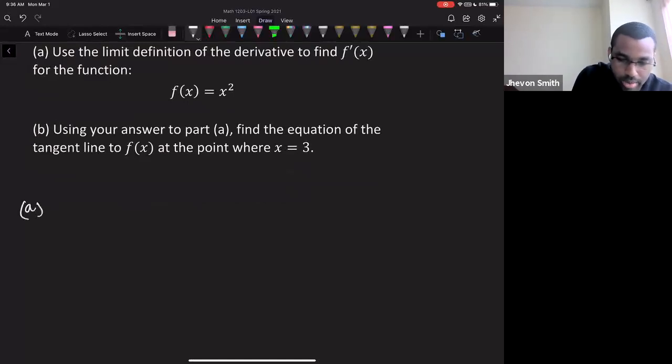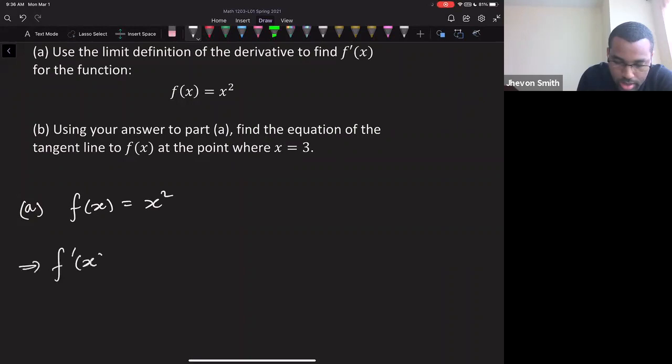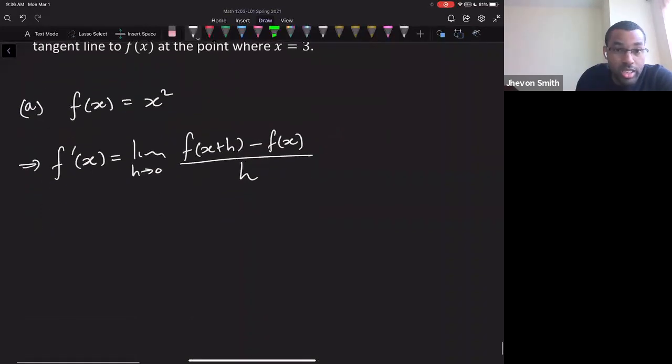So here, part A. I know that f of x equals x squared. This means that f prime of x equals the limit as h approaches 0 of f of x plus h minus f of x all over h. We need to know this definition, so every time we're going to use it, we're going to write it down until we know it like the back of our hands and we can recite it in our sleep. That is the definition of the derivative. Limit as h approaches 0 of f of x plus h minus f of x over h.